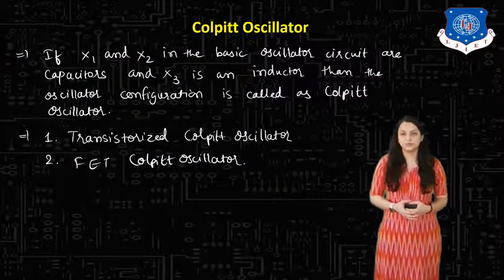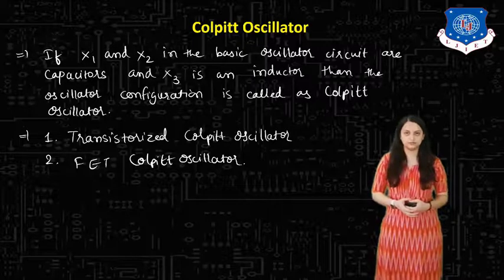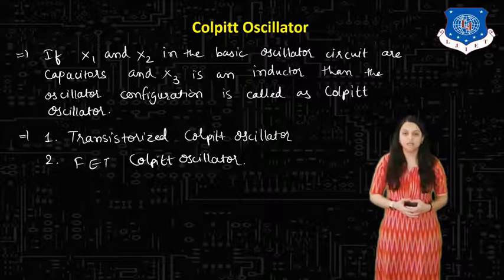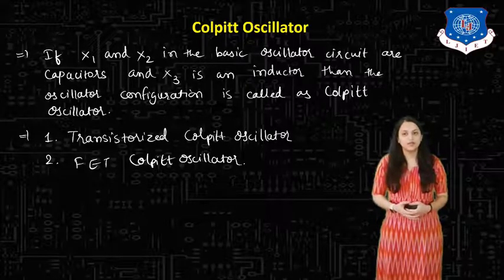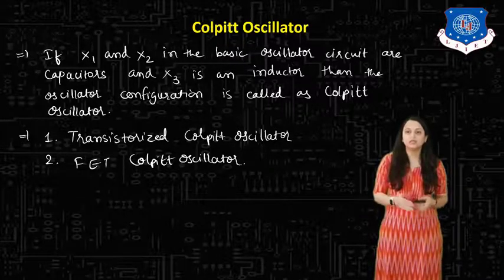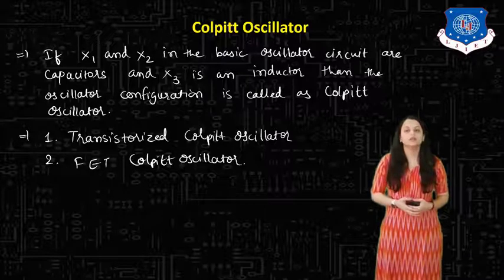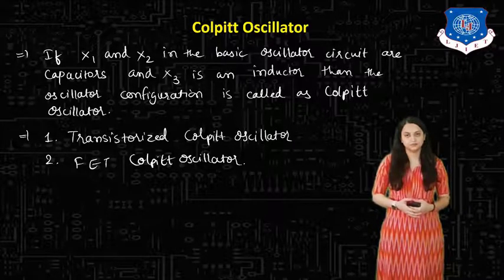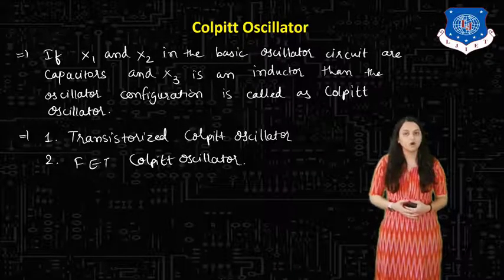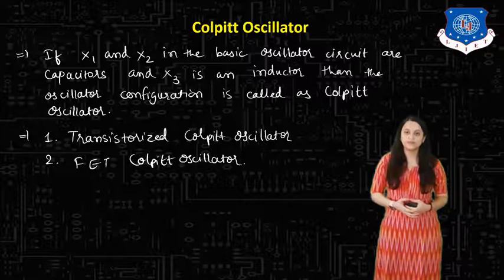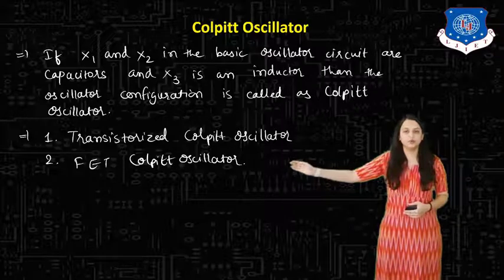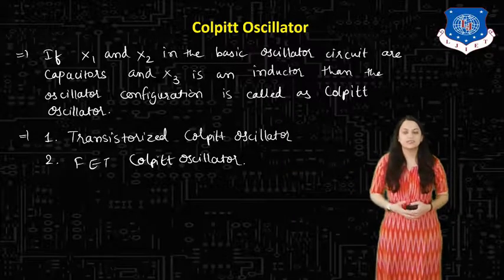Now let us see the next one, that is the Colpitts oscillator. If X1 and X2 in the basic oscillator circuit are capacitors and X3 is an inductor, that means there are two capacitors and one inductor, then this oscillator configuration is called a Colpitts oscillator. Based on the active devices used, these Colpitts oscillators are classified into two types. First is the transistorized Colpitts oscillator and the second is the FET Colpitts oscillator. Let us see these two in detail.